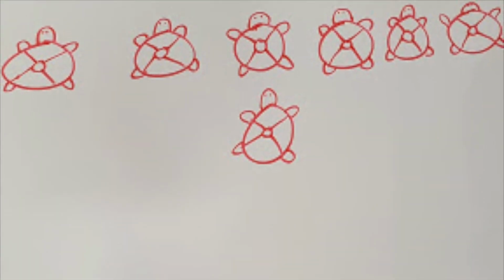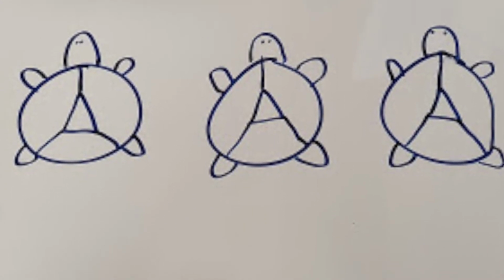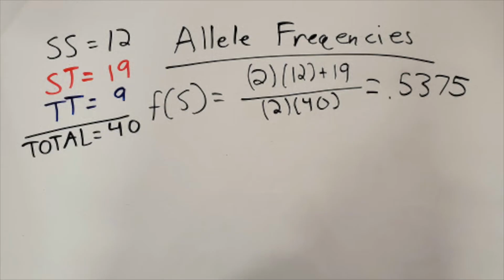TT. First, we need to calculate how frequent the alleles occur in the population. You can find this by dividing the total number of S alleles by the total number of alleles. For the S allele, since there are two genotypes with the S allele, you must multiply the 12 SS population by 2, then add the number of ST turtles, which is 19. Then divide it by 40 times the number 2, because there are two alleles per turtle.